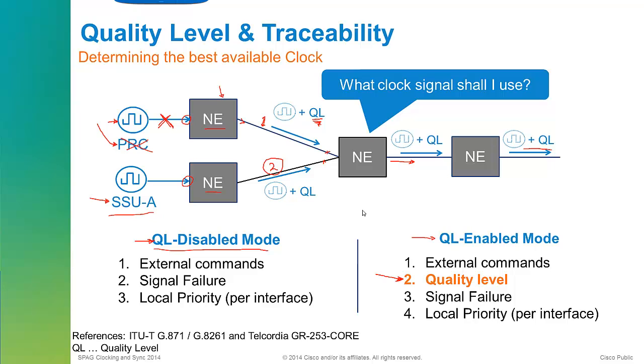In QL enable mode, again, you can override it and say just use A, no questions asked. But then it'll say what's the highest quality level, and if they're the same quality level, then it'll say have we got a signal failure. But if both signals are up, then it will go on the local priority. So this is the sort of order in which the decision is made as to which clock source to use.